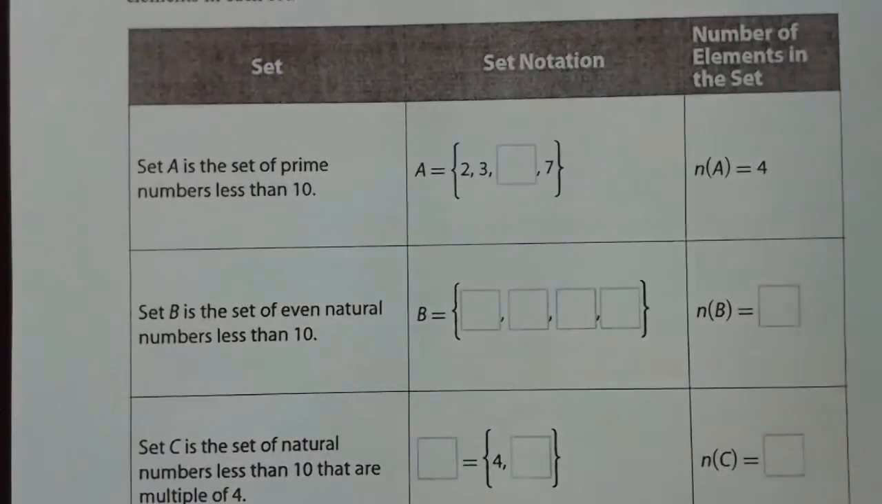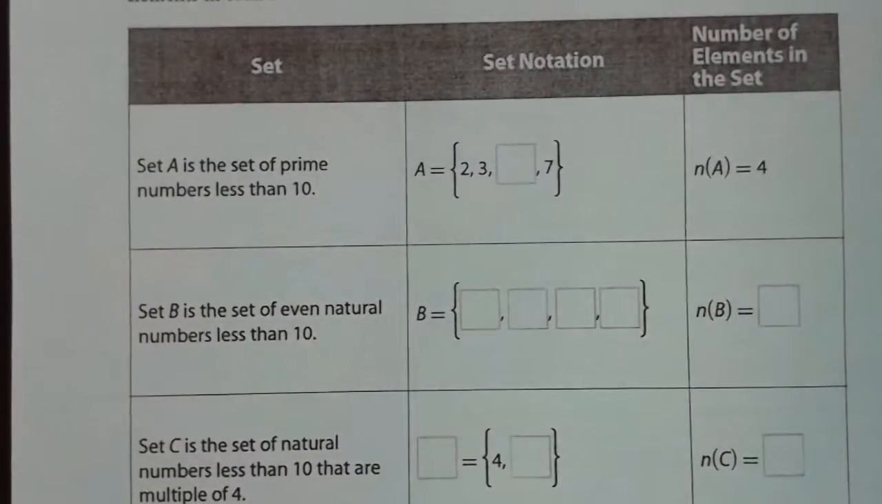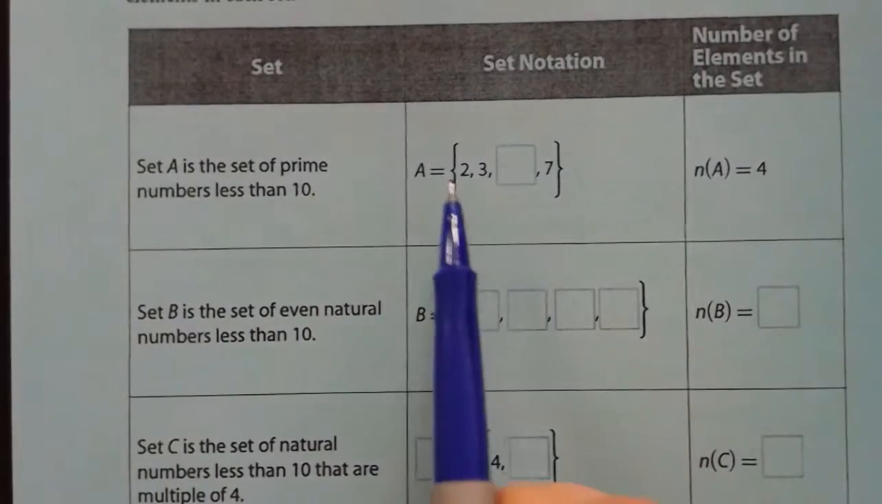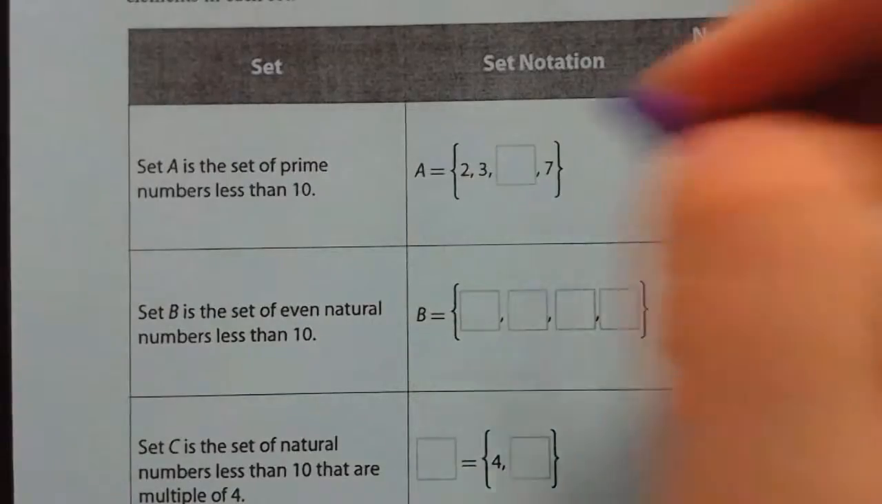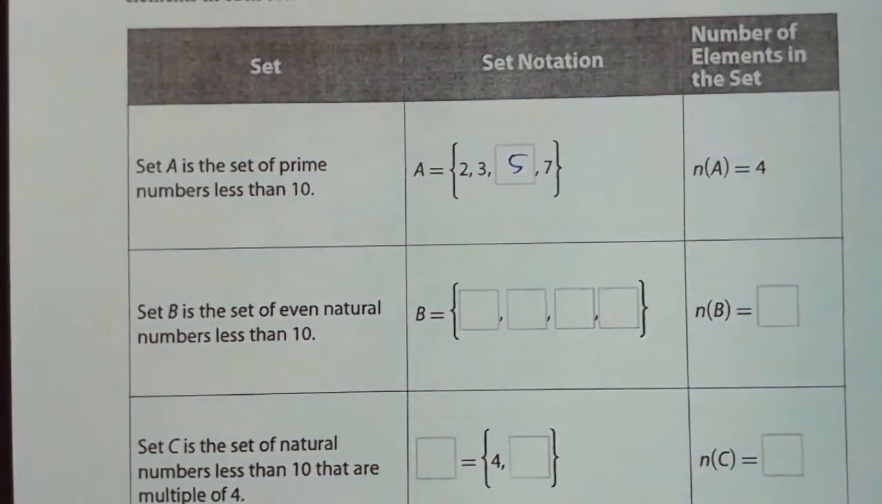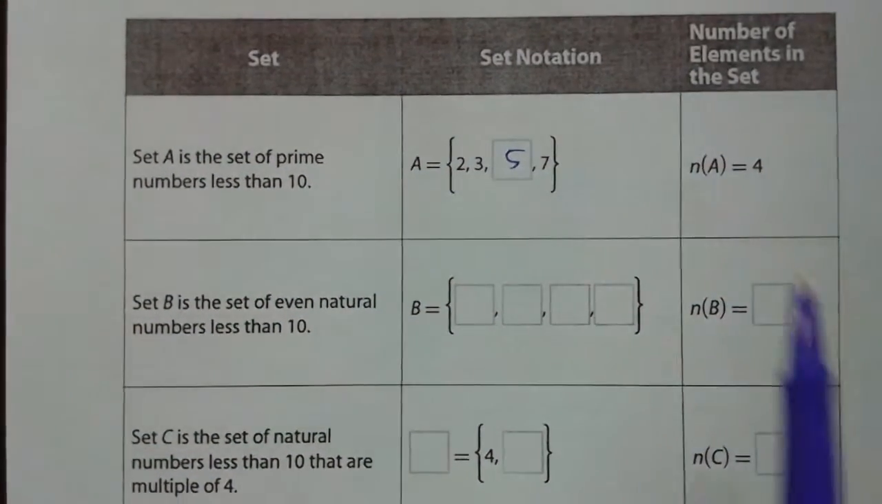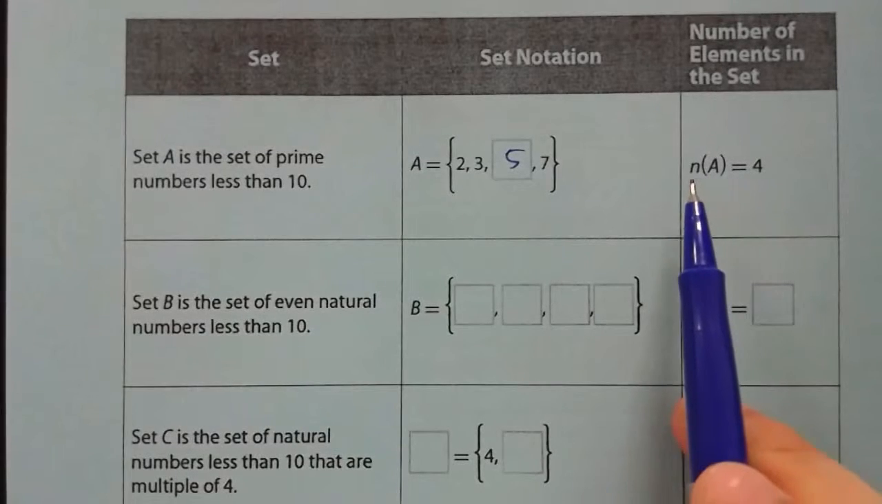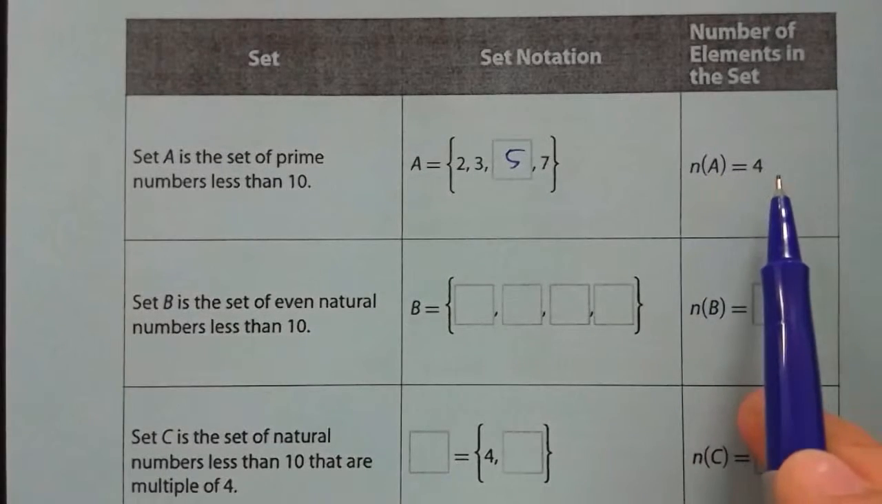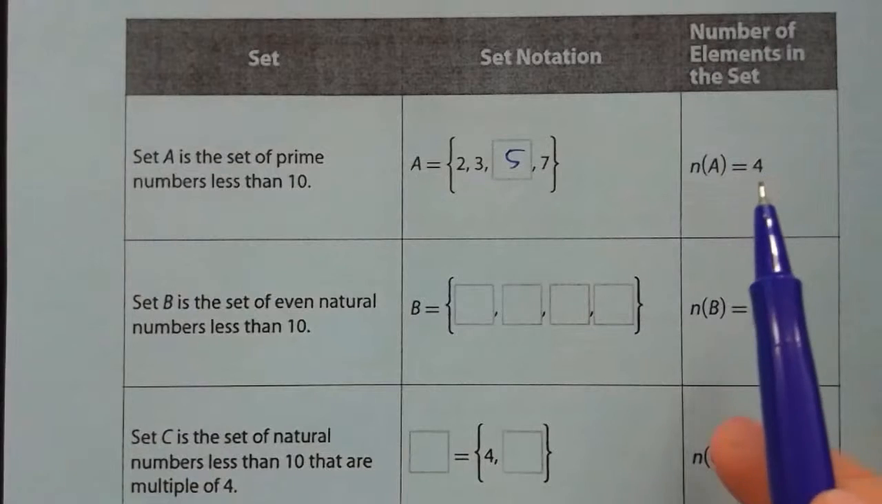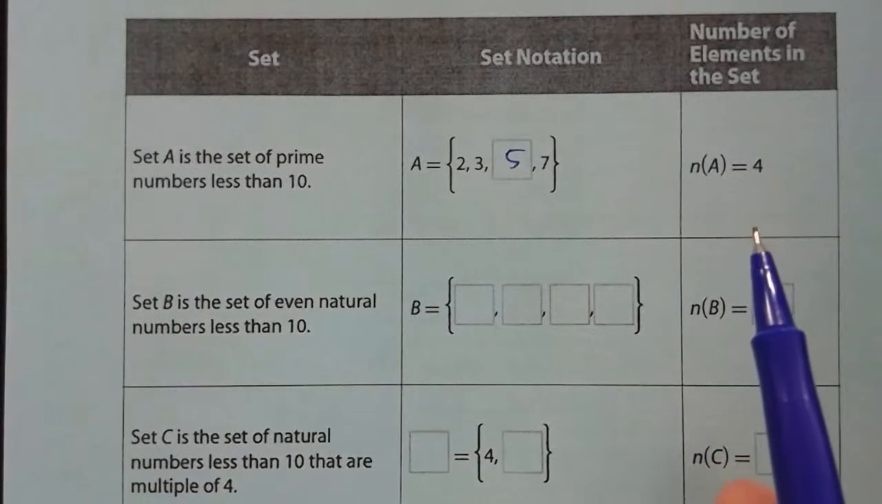Okay, so for example, set A is the set of prime numbers less than 10. So the prime numbers less than 10 are 2, 3, 5, 7. And this notation right here says the number in A is 4. That means 1, 2, 3, 4. There's 4 numbers in there. That's it.